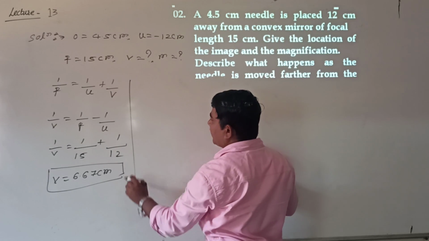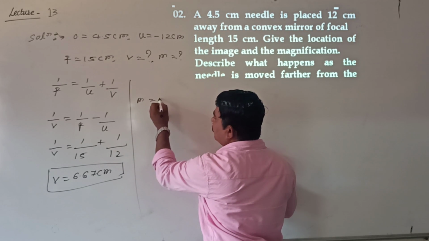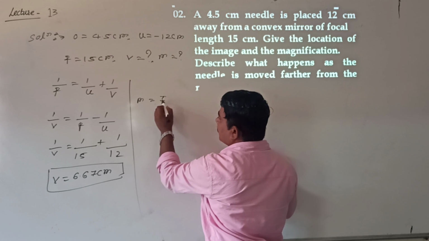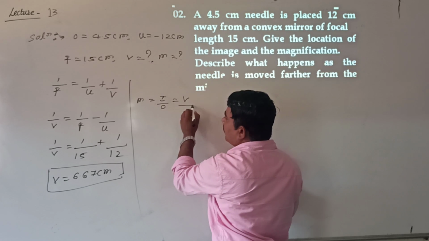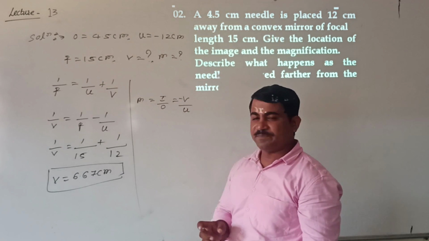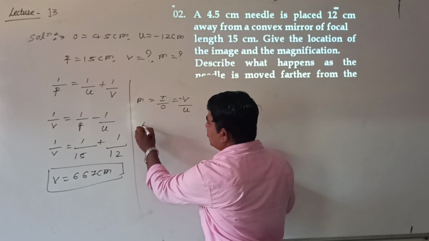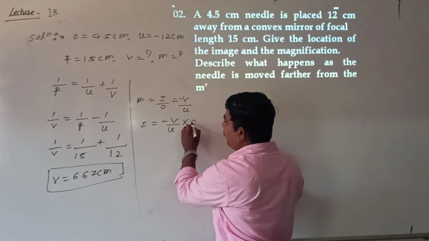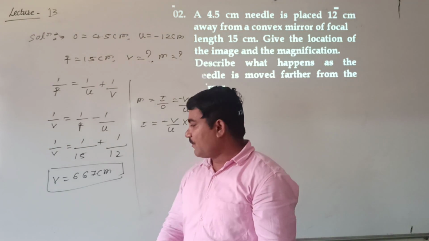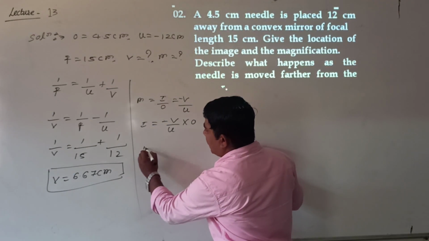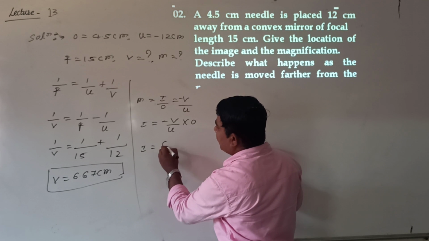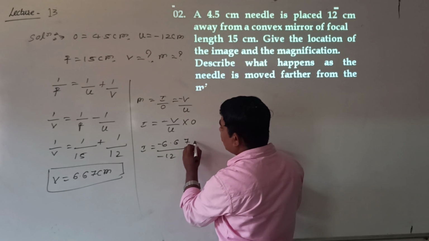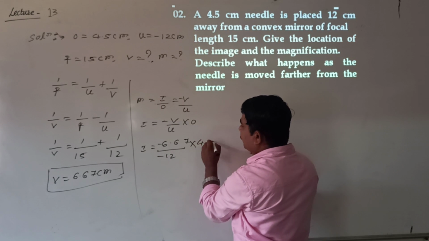See here, how is magnification? Magnification M is equal to what value? Size of image divided by size of object, which is equal to minus V divided by U. Or what is the size of the image? Size of the image is equal to minus V divided by U into O. V is given as 6.67, minus 6.67. U is equal to minus 12, into the size of the object, which is given as 4.5.